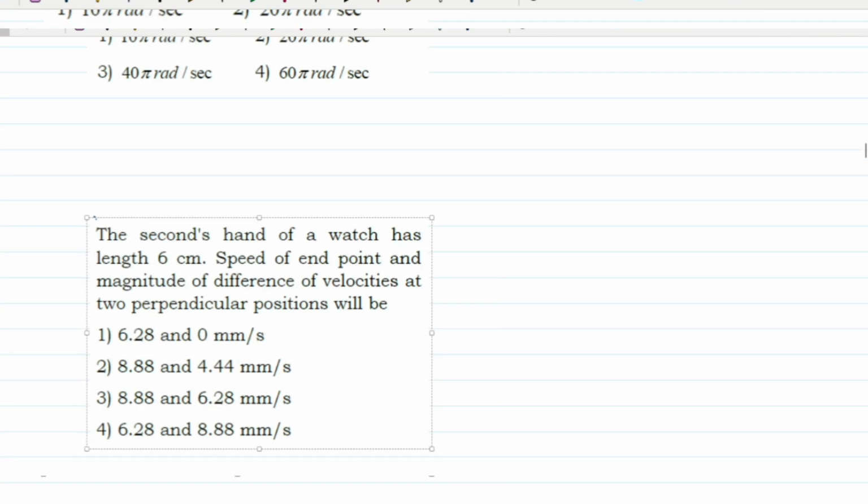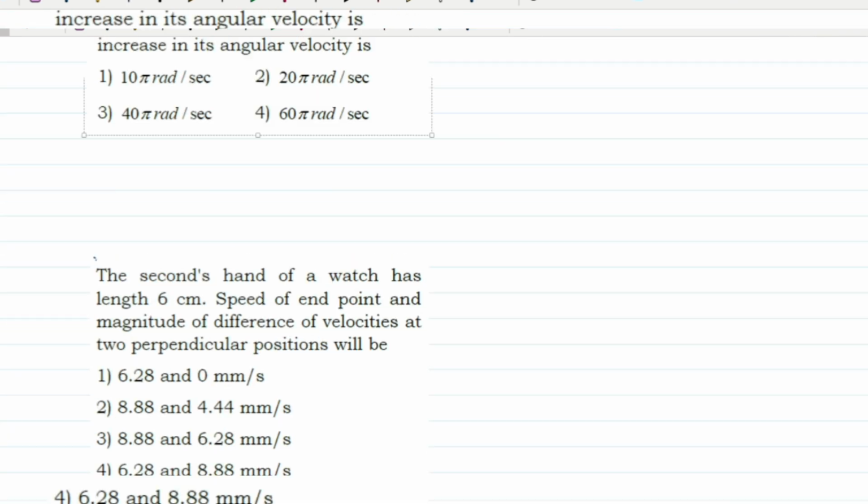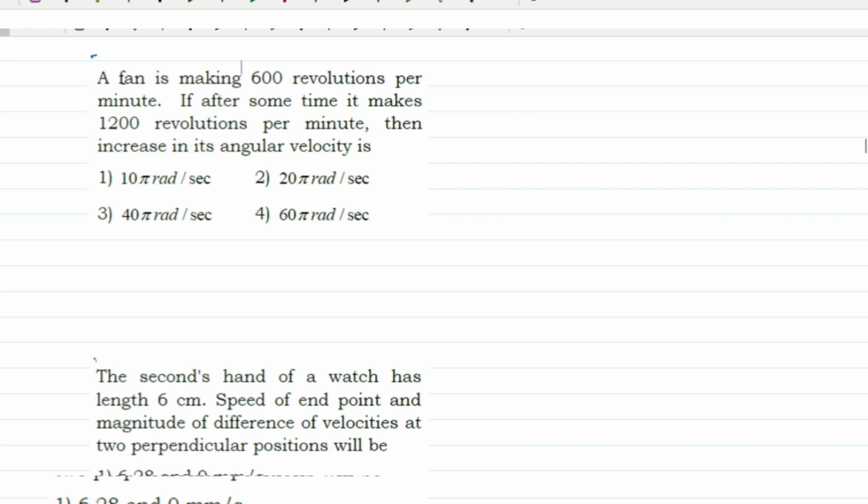The next question says: a fan is making 600 revolutions per minute. If after some time it makes 1200 revolutions per minute, then the increase in its angular velocity they are asking. First, per minute is given, which means frequency is given. So first you have to calculate the angular velocity. Omega equals 2 pi n by t.